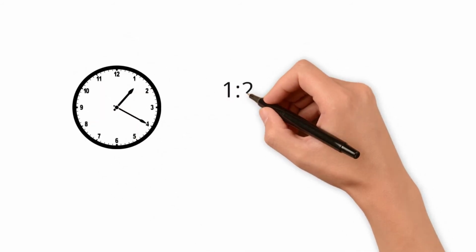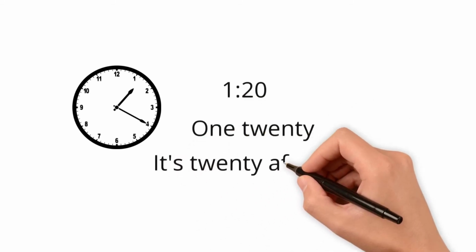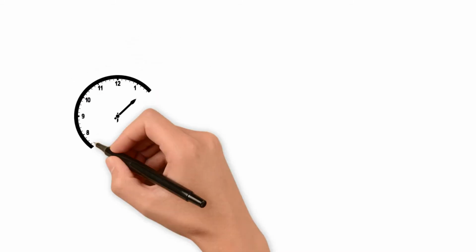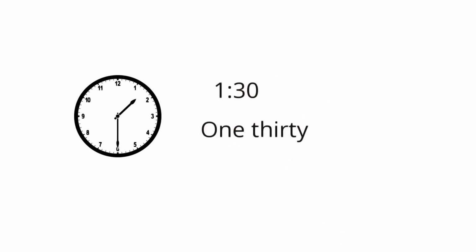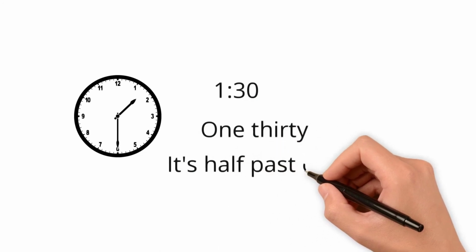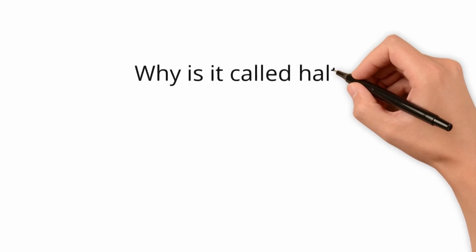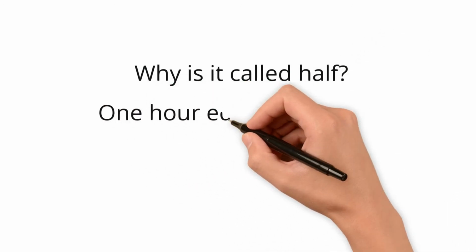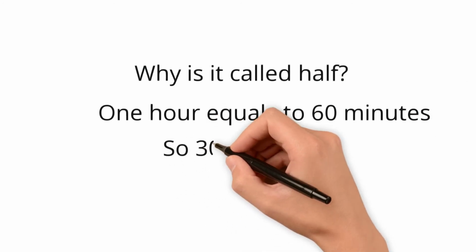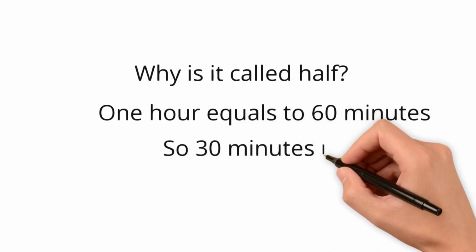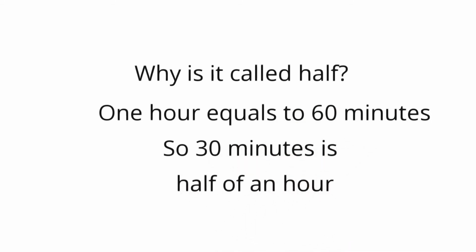It is 1:20 or it's 20 after 1. It is 1:30 or it's half past 1. Why is it called half? Because 1 hour equals 60 minutes. So 30 minutes is half of an hour.